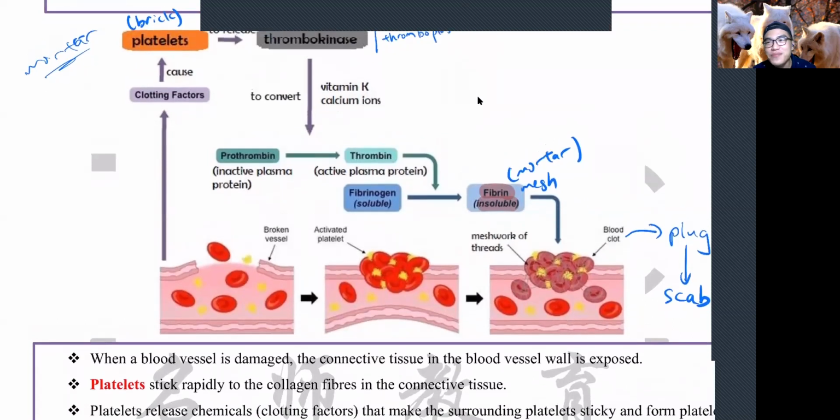Okay, so anyway, let me repeat this again. Your bricks, which are your platelets. Now you have bleeding, you need bricks to fix the wall.